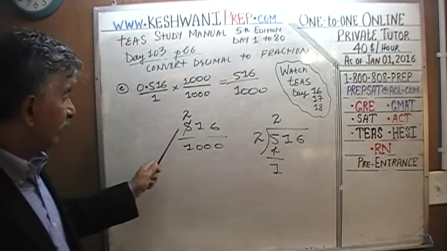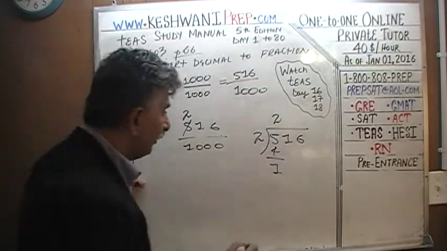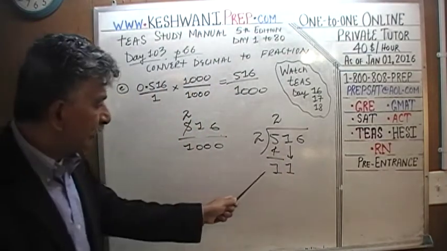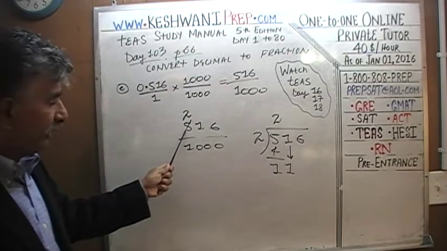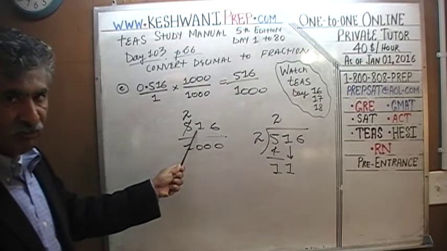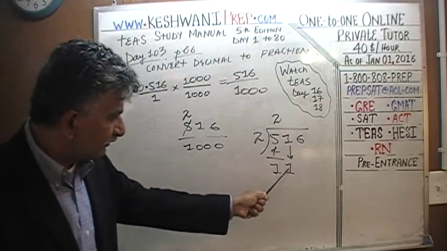What happens to that 1? That remainder of 1 goes and joins this one and becomes 11. And how many 2's does 11 have? But you have to keep in mind that you had one left over from here. When that one goes and joins this one, it does not become 2. It is not 1 plus 1. This remainder of 1 goes and joins this one and becomes 11.